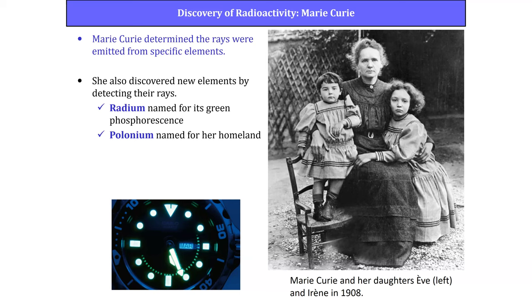So radium and polonium. Radium is the one that was easiest to find because it glows green, right? So if you're searching through gravel in the dark, you're just looking for pieces of gravel that are glowing green in the dark. You pull all those out and then you refine it, trying to figure out what the heck it is and why it's glowing.